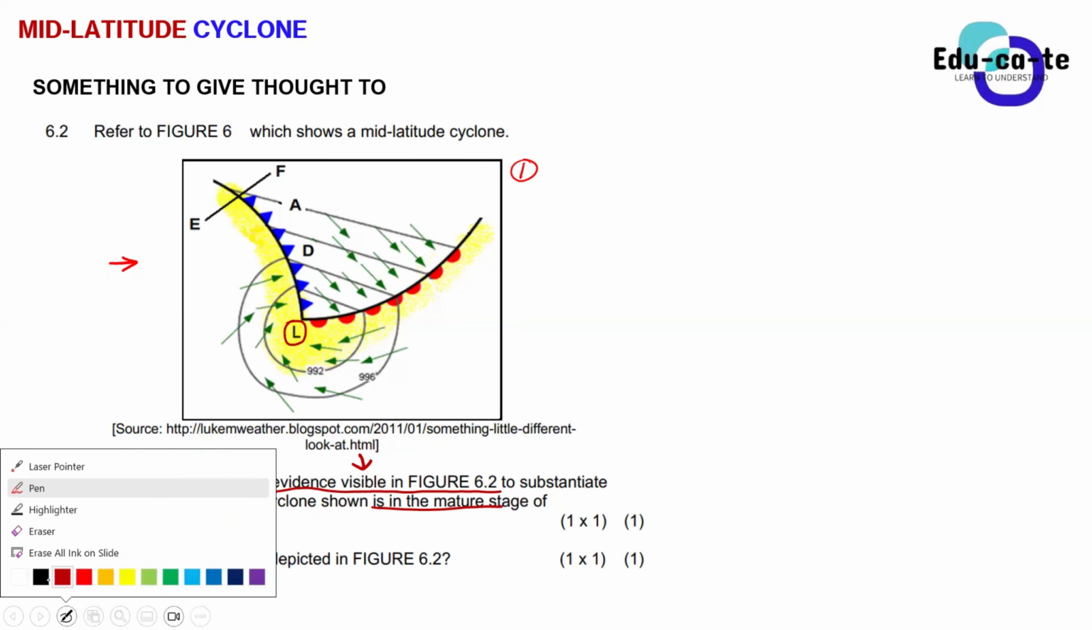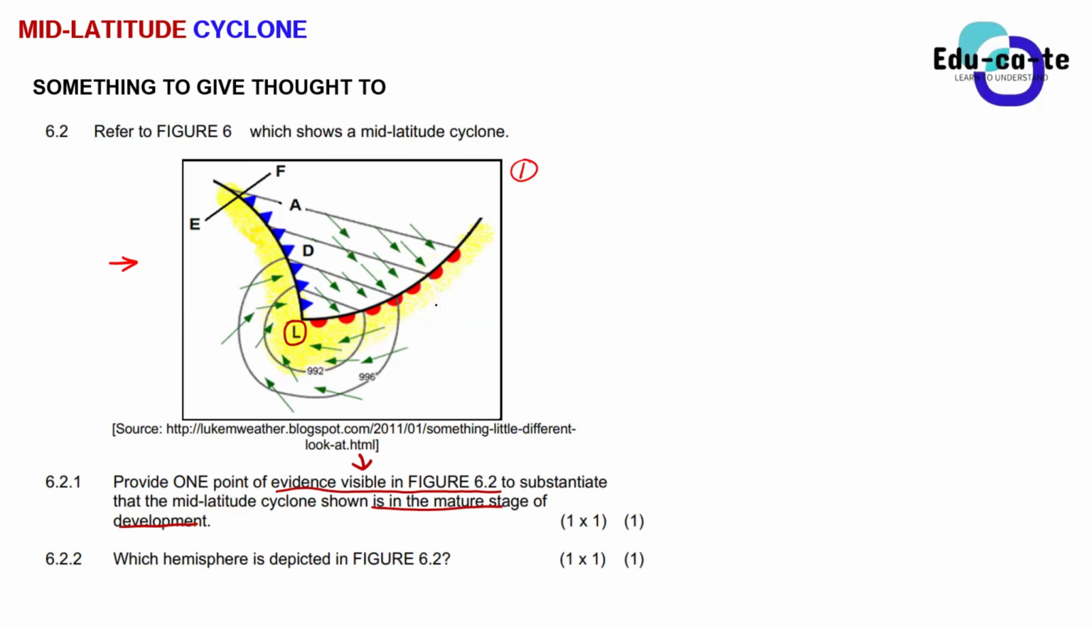So there is a mature cold front and also a mature warm front. Yes, there is a well-developed cold and warm front. It is something that you can see, guys. Is everyone able to see the cold front here? This one. Yes, Trevor?